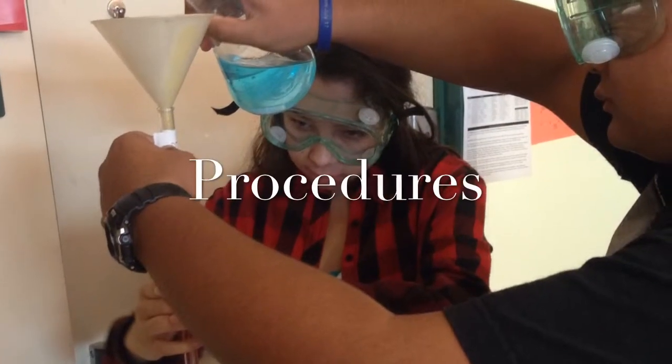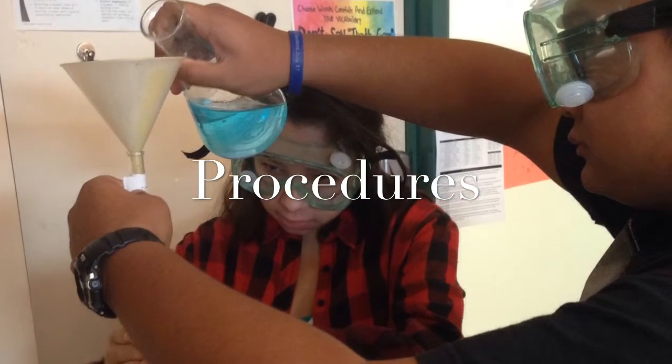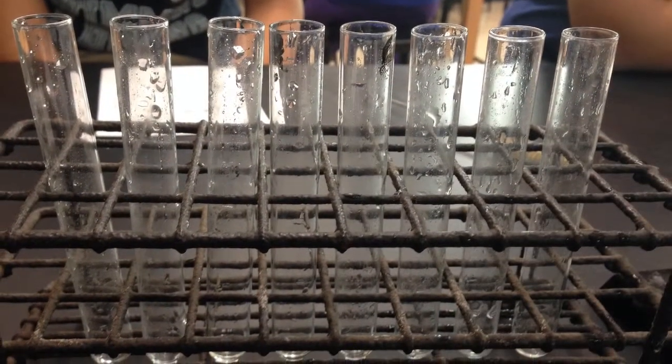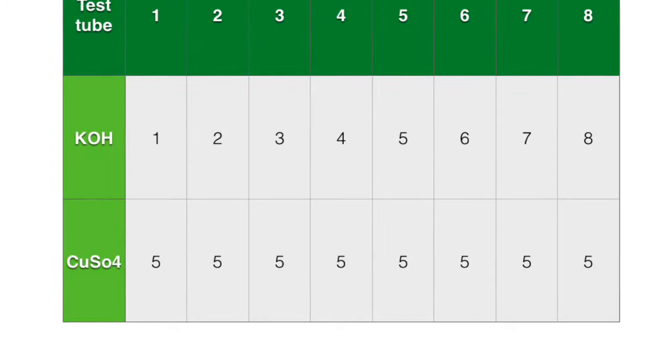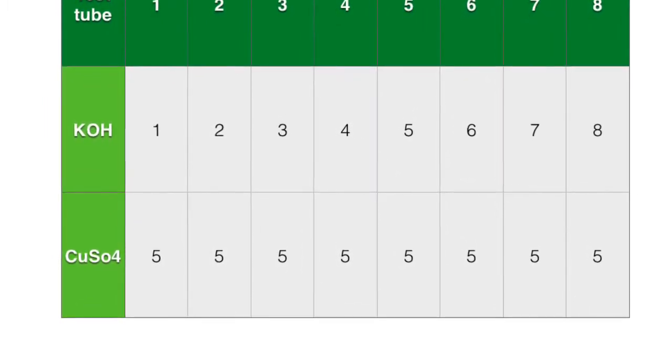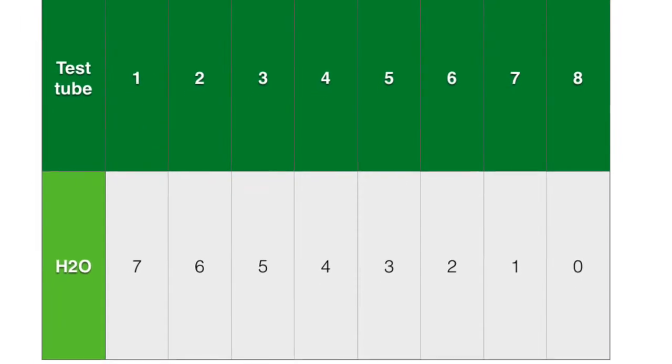We filled one burette with KOH and the other with CuSO4. We then had 8 small test tubes and labeled them. Each test tube had an increasing amount of KOH. Each tube had 5 milliliters of CuSO4. And then we added enough water so each tube would have 13 milliliters of liquid in total.